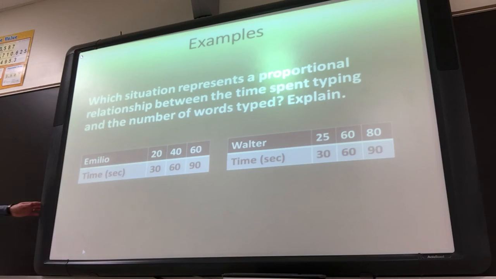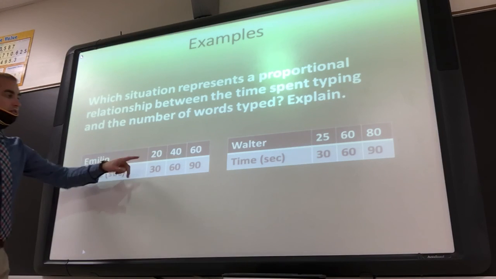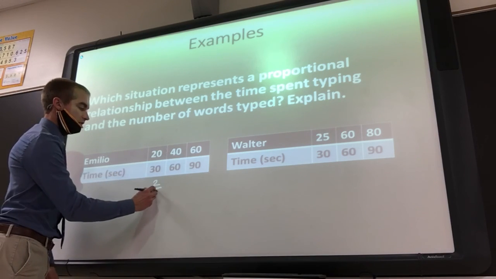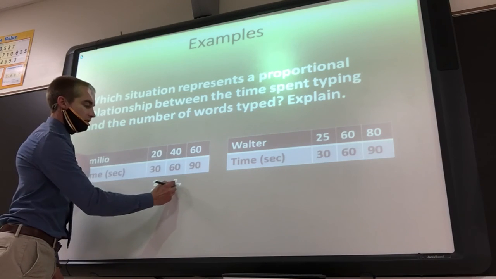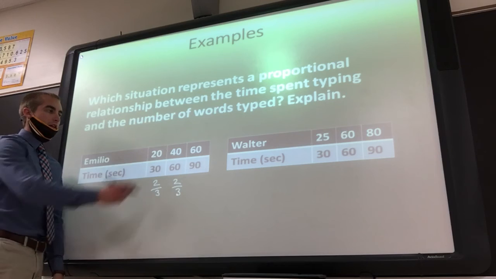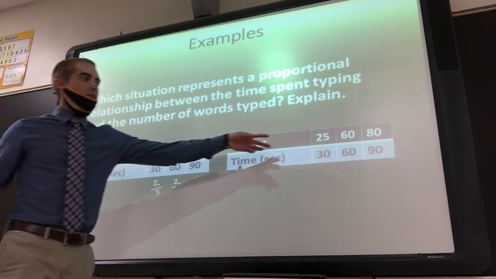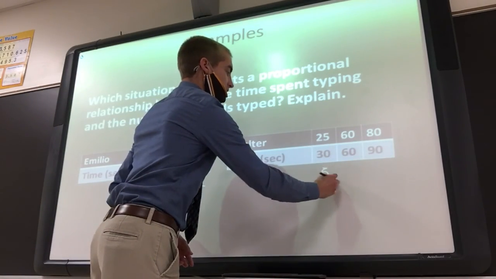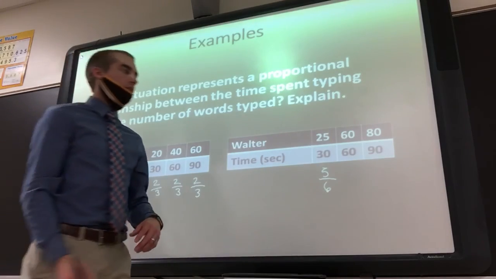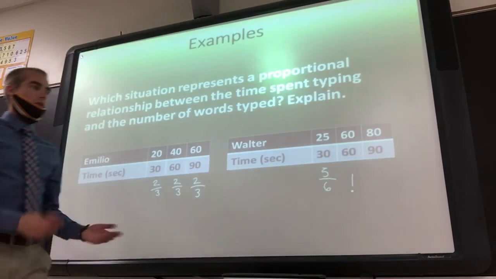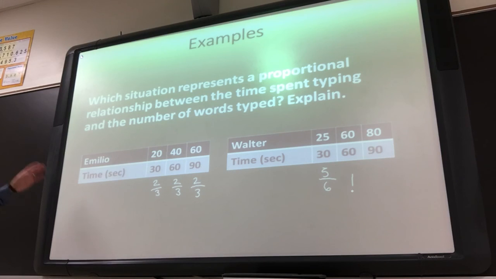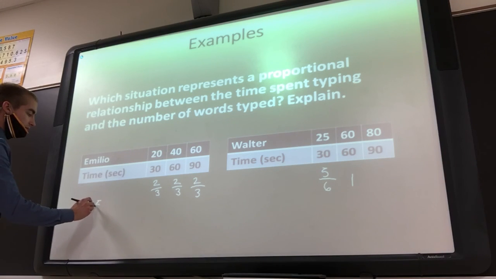Okay, so which situation represents a proportional relationship, Emilio or Walter? Adrian? Emilio. So whenever you simplify these, 20 over 30 simplifies to 2/3. 40 over 60, divide both by 20, you get 2/3. And then 60 over 90 also simplifies to 2/3. For Walter, 25 over 30 would be 5 over 6. But then 60 over 60 would be 1. And so already you can tell they're not going to be proportional. So your answer would be Emilio is proportional.